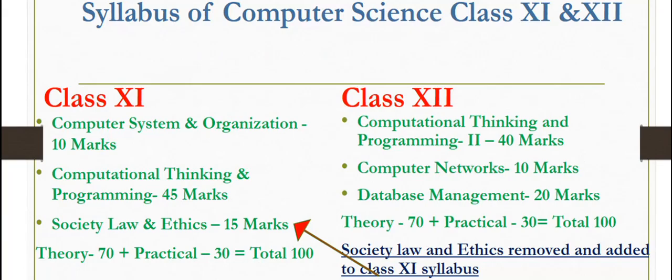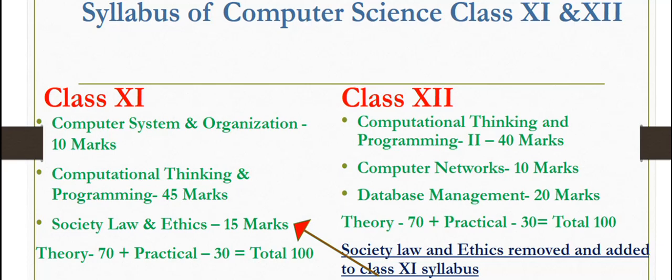So students, let's begin with the syllabus of computer science of class 11th and 12th given by CBSE. So in the class 11th syllabus, the first chapter is computer system and organization. It is of 10 marks. In this chapter, you will basically learn about hardware, software concepts, logic gates, number systems like binary, decimal, formats, ASCII, Unicode, and basically programming language translation.